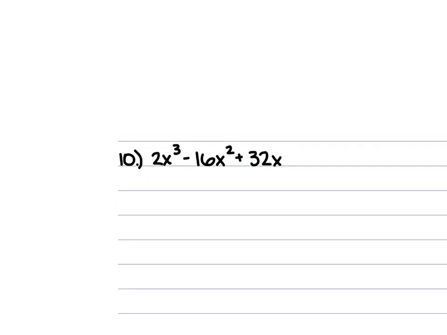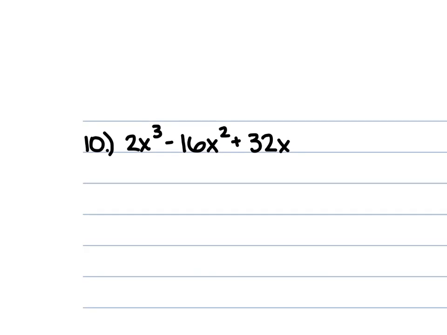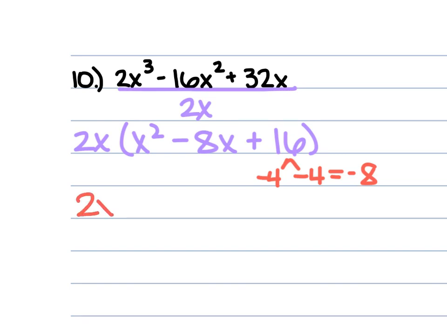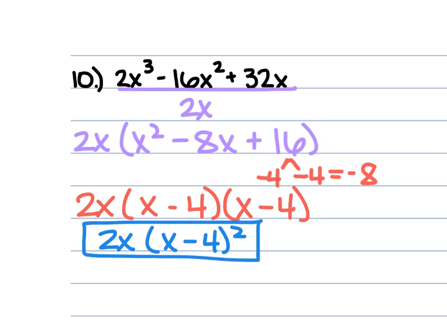For number 10, we have 2x cubed minus 16x squared plus 32x. We can factor out a greatest common factor of 2x, so we'll do that first, giving us 2x times x squared minus 8x plus 16. The factors of 16 that give us a negative 8 are negative 4, negative 4. So this is going to factor out to be 2x times x minus 4 times x minus 4. Then we have the same set of parentheses twice. We can do 2x times x minus 4 raised to the second power.